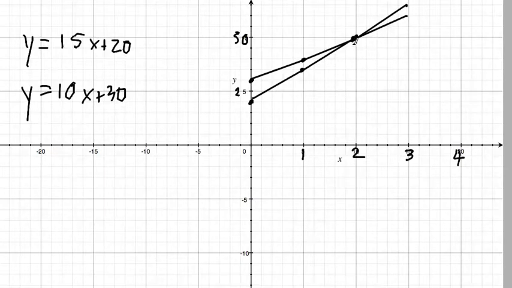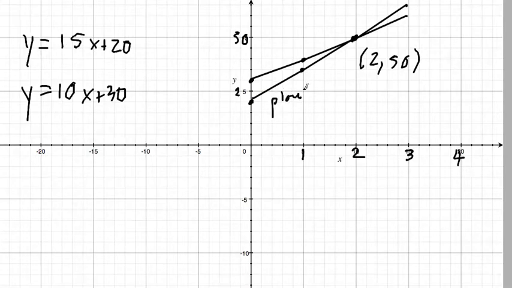So this point of intersection right here is actually the point (2, 50). So what we actually did by setting the equations equal was find the point of intersection between these two lines. We can also see that here, this is plan 1, and up here is plan 2. Plan 1 is better than plan 2 when I use between 0 and 2 additional gigabytes, whereas plan 2 is better than plan 1 when I use more than 2 additional gigabytes. Okay, that's what we said before. So great, that is another application.